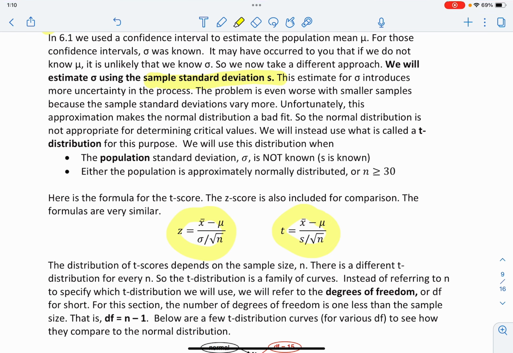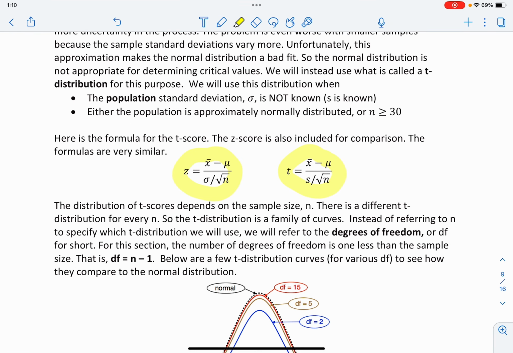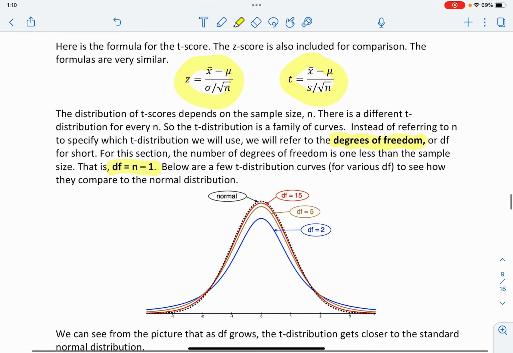So you'll see this term called degrees of freedom. It's a statistical term, but it's a pretty simple formula. We're just going to do n minus 1 for that. And here are some different graphs of different degrees of freedom. Notice the curve changes depending on the degrees of freedom, which is based off of the sample size.